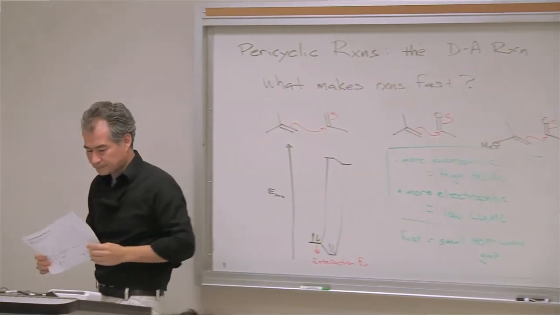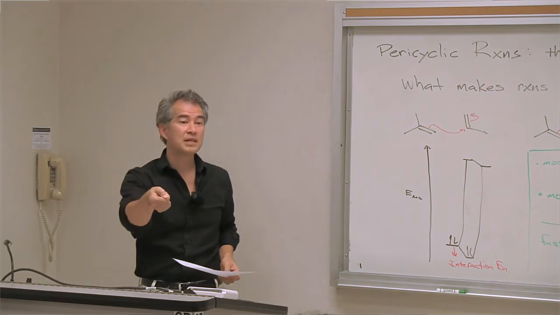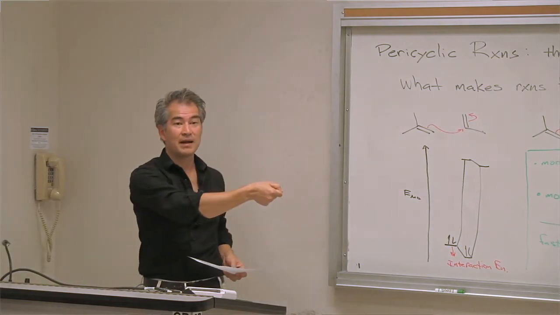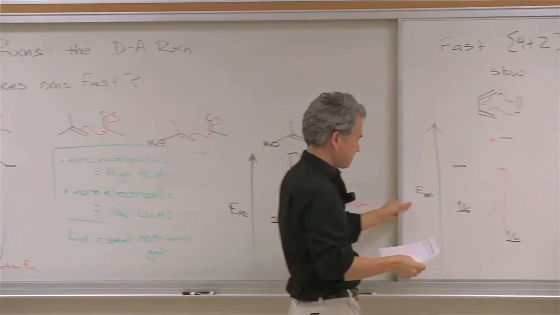Okay, so all that stuff you could rationalize just by drawing resonance structures, but when you need to, you can draw out MO diagrams that back up what you're saying.